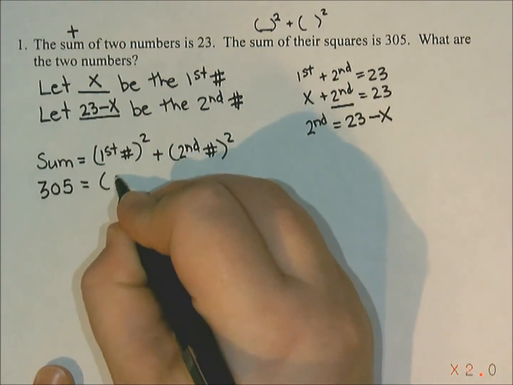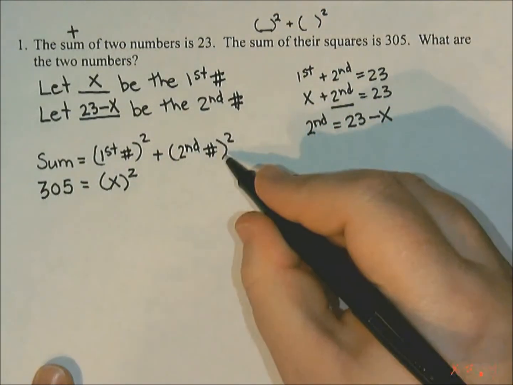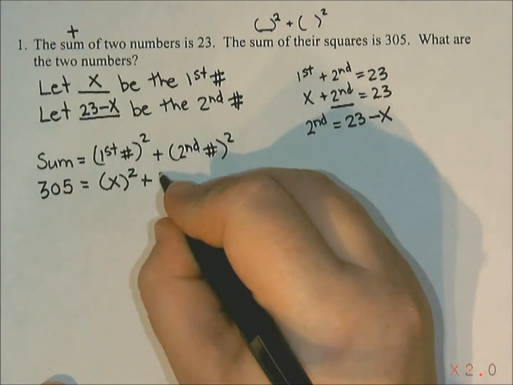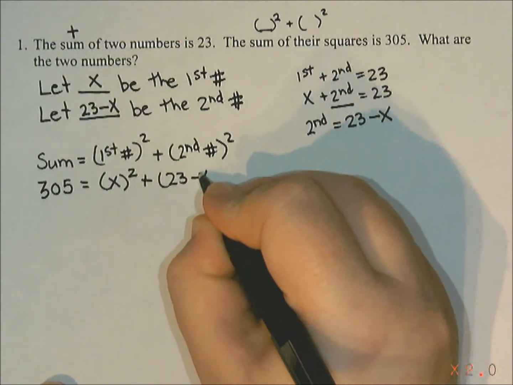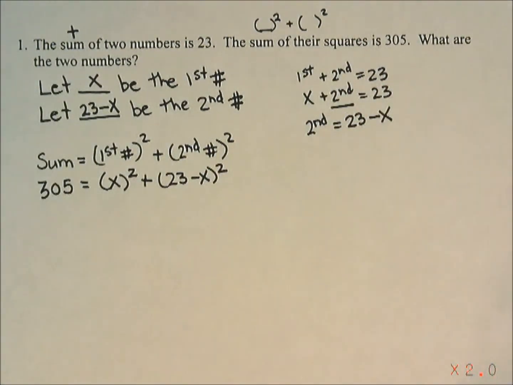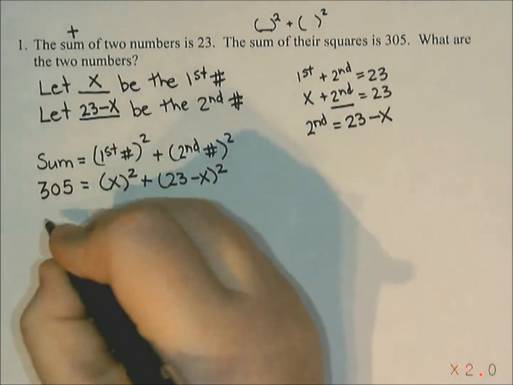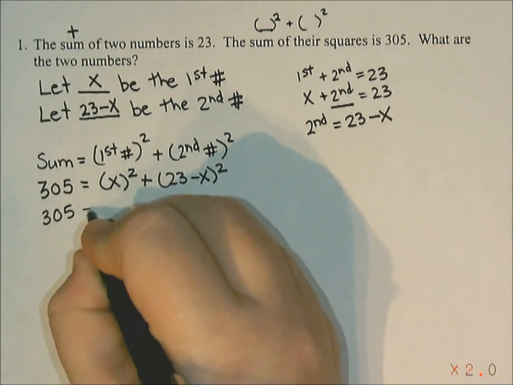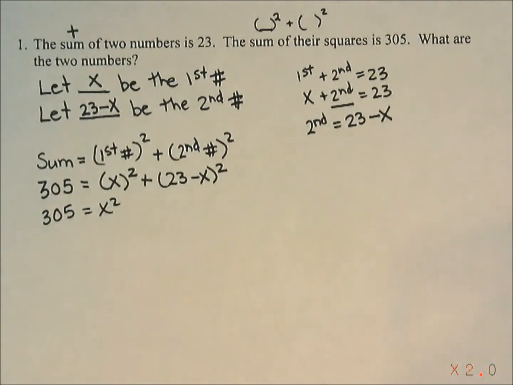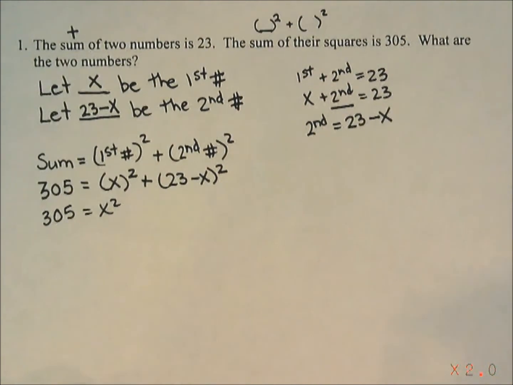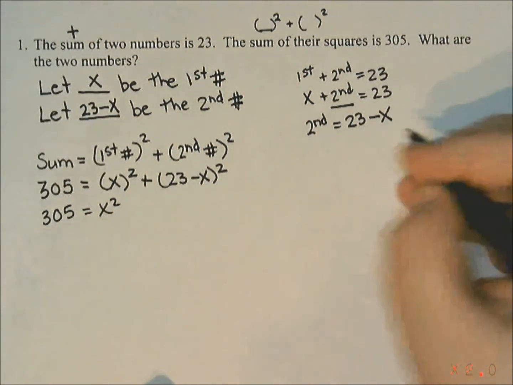I know the first number is x. We decided to let that be x. And my second number is 23 minus x. All right, so 305 is just 305. x squared is x squared. Now to do 23 minus x squared, when we square something, we multiply it by itself. So I need to do 23 minus x times 23 minus x and FOIL that out. So I think maybe I'm going to do that over here on the side.